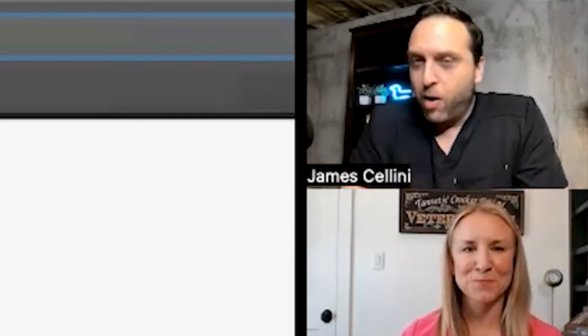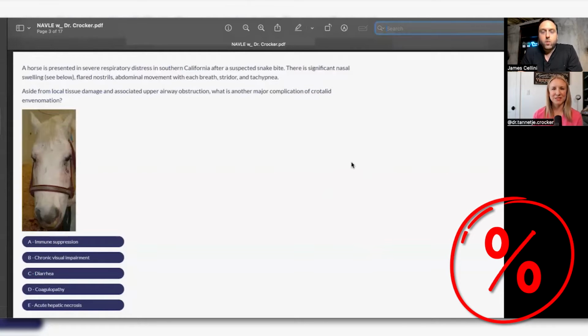A horse is presented in severe respiratory distress in Southern California after a suspected snake bite. There is significant nasal swelling, as you see below, flared nostrils, abdominal movement with each breath, stridor and tachypnea, aside from local tissue damage and associated upper airway obstruction. What is another major complication of crotalid envenomation? You have options A, immune suppression, B, chronic visual impairment, C, diarrhea, D, coagulopathy, E, acute hepatic necrosis.